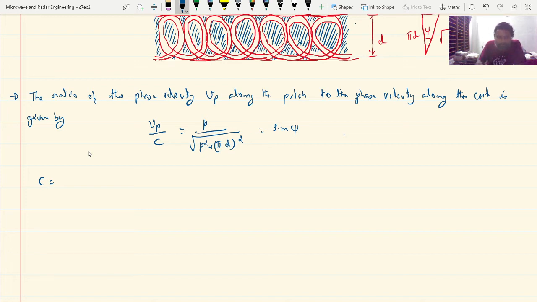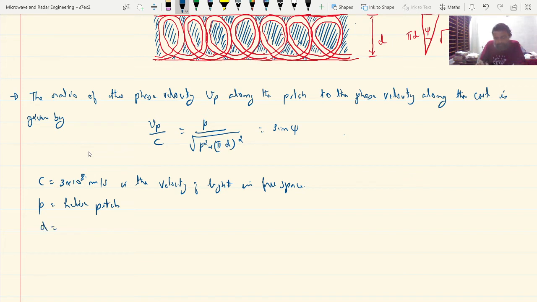Okay, so C is nothing but 3 into 10 raised to 8 meter per second, the velocity of light in free space. P is nothing but the helix pitch, the pitch of the helix. D is nothing but the diameter of the helix.